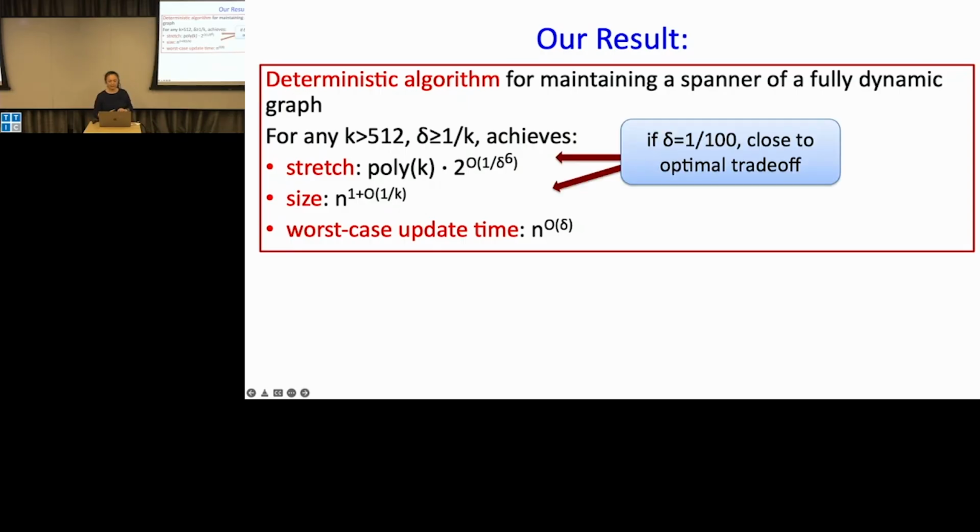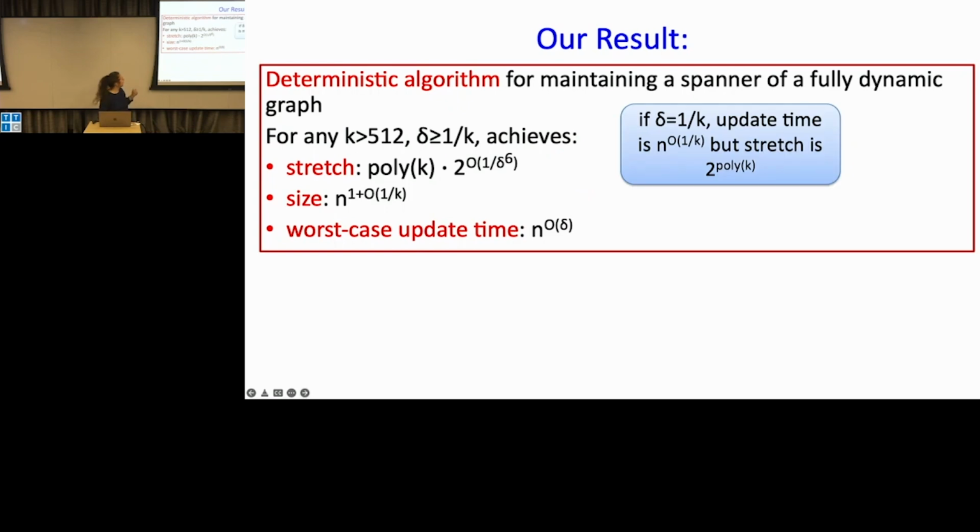So for example, I can set delta to be 1 over 100, and then the stretch-size trade-off becomes basically optimal, and the worst case update time becomes like n to the 1 over 100, which is pretty low, but maybe you want smaller update time. Well, then you can set delta to be 1 over k, and then your worst case update time becomes n to the 1 over k, which is what we wanted, but then the stretch becomes exponential in k, which is not what we wanted. So bottom line, modulo this exponential dependence on delta, we get basically this ideal algorithm, but if we could improve this exponential dependence to polynomial, that would be really fantastic.